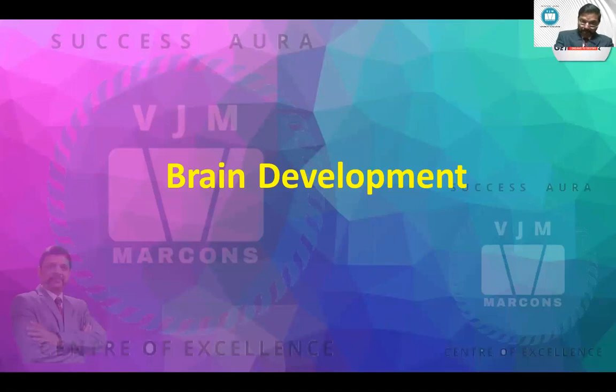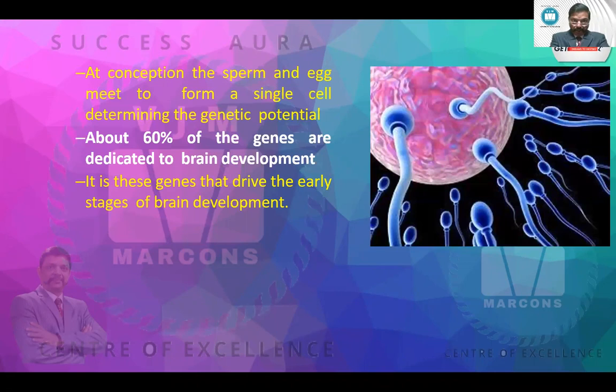And how does the brain develop? Right from conception. At conception, the sperm and egg meet to form a single cell, determining the genetic potential. And now the important part: about 60% of the genes are dedicated to brain development. It is these genes that drive the early stage of brain development.